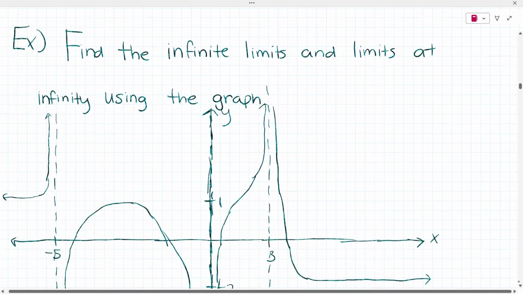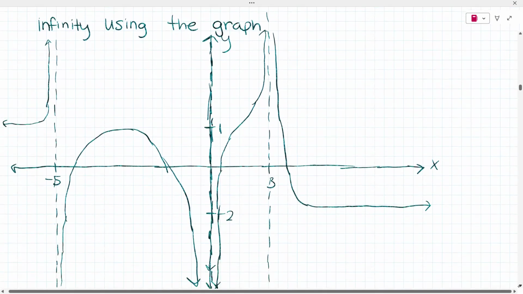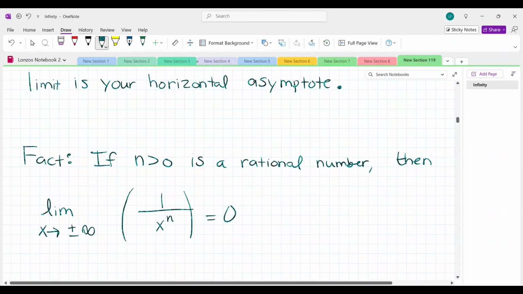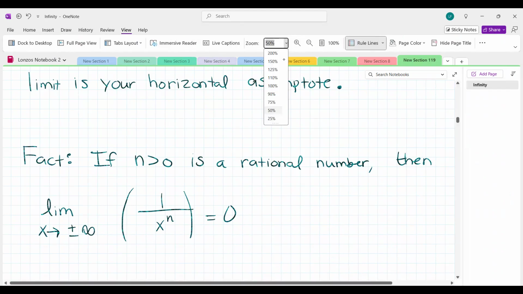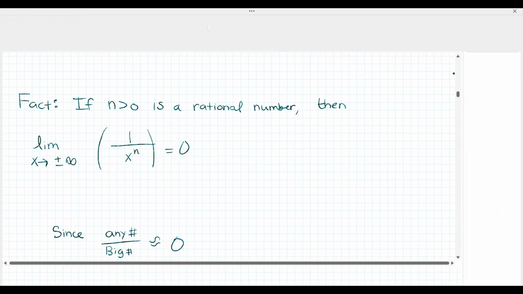So let's do an example. Here we have this graph. Let's see if I can make this. Yeah, we have this graph, and let's answer some questions. I want to see if I can make this. One second. Let's make this 40. Yeah. Okay.